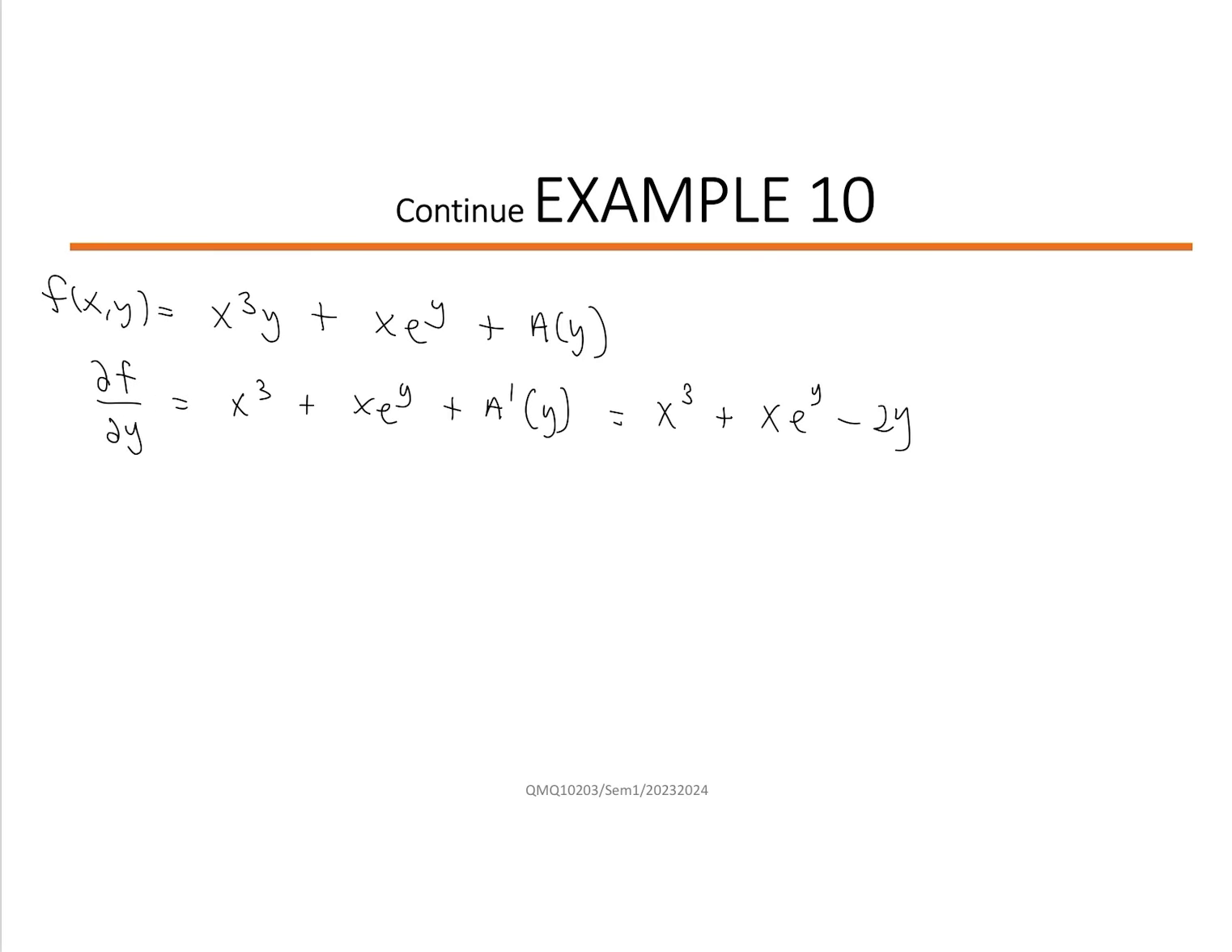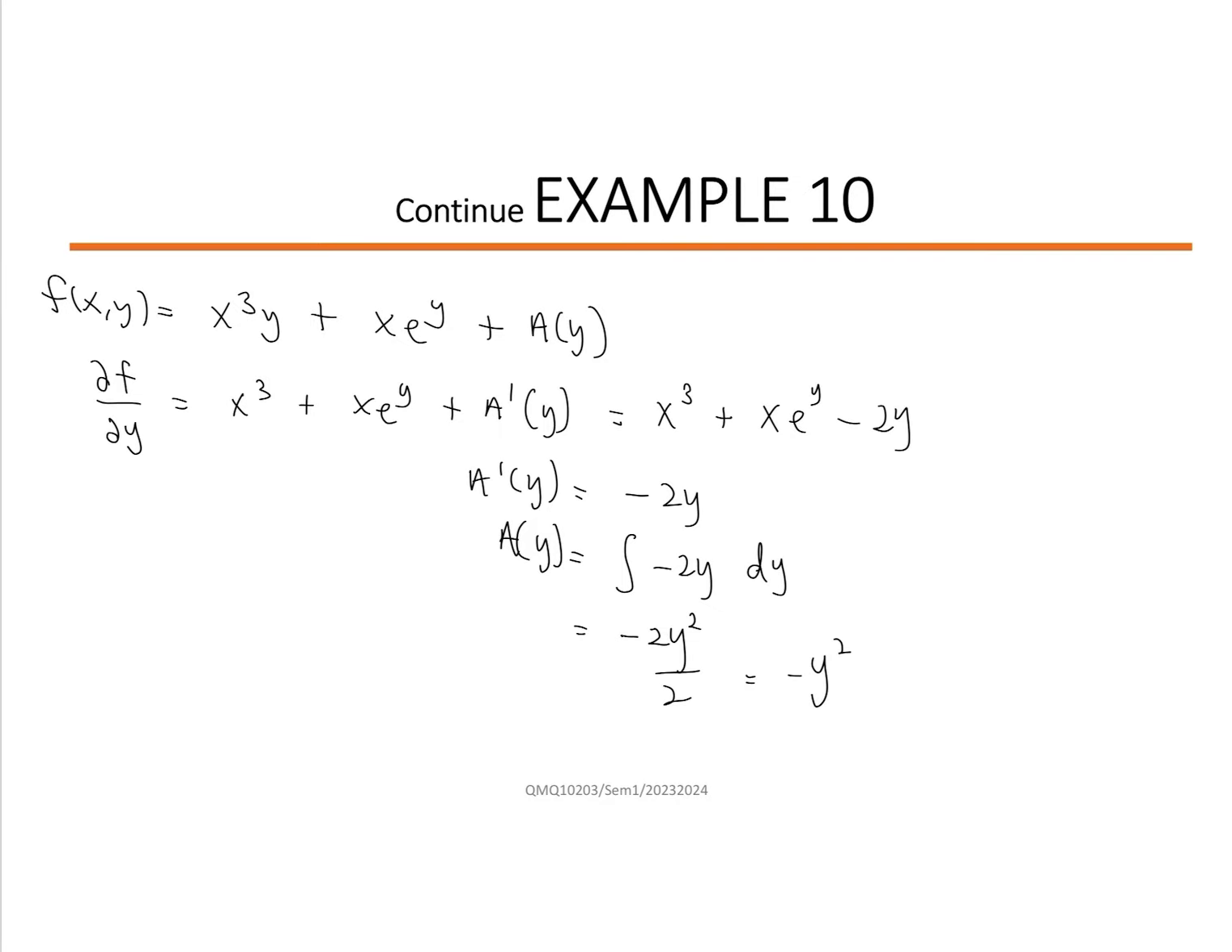Okay, so from here we have x minus x cubed is 0, x plus x exponent y, x exponent y minus x exponent y is 0. So a prime y equal to minus 2y. So a of y equal to the integration of minus 2y with respect to y. So we get minus 2y square over 2, which is equal to minus y square.